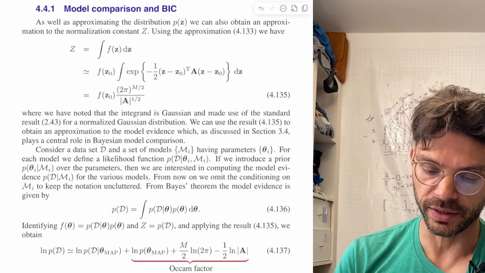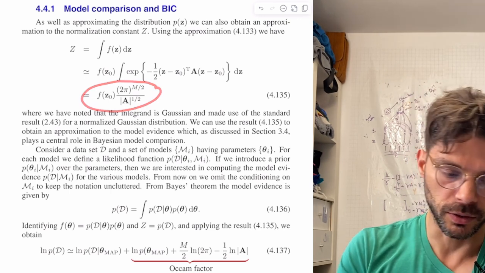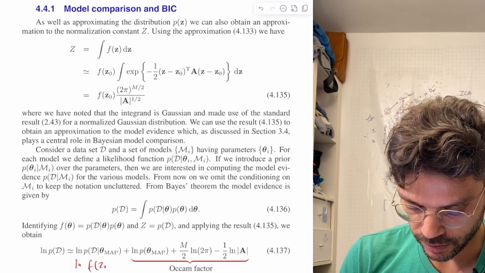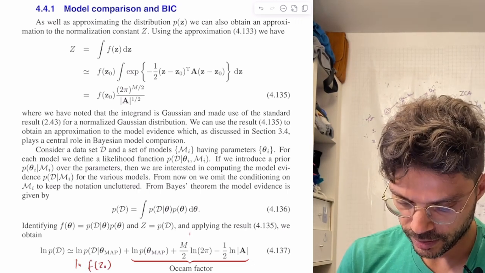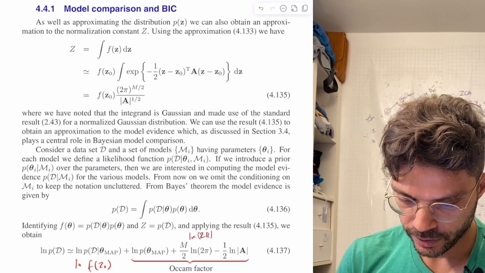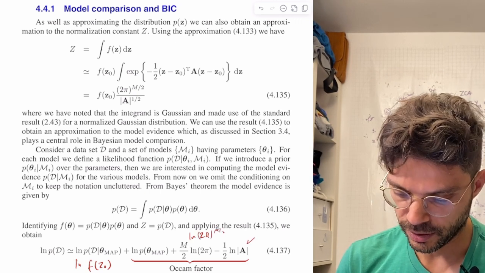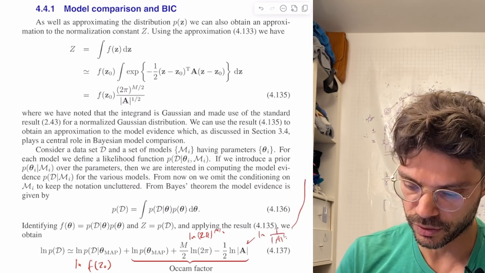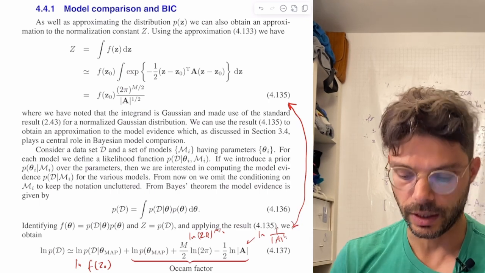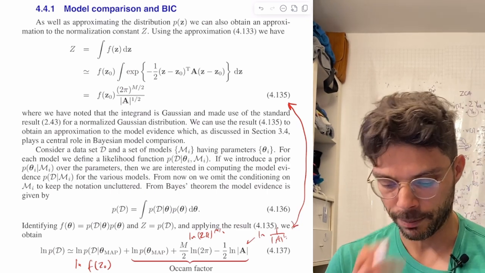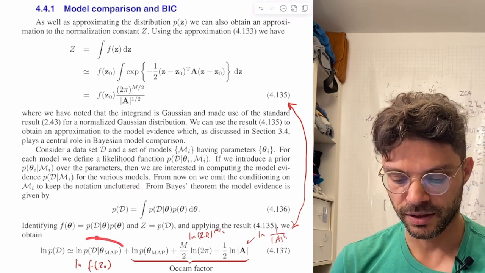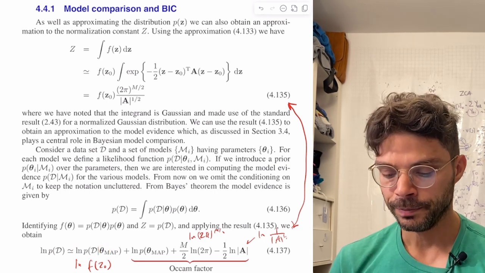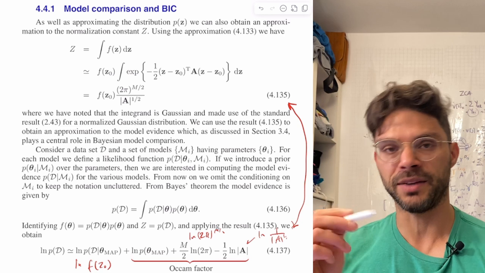If we take the logarithm of what shows up here, this would be the ln of f of theta MAP. This is like the ln of 2 pi to the m over 2, and then this is the ln of 1 over A to the 1/2. We're just doing this one-to-one mapping. Notice that this is the log likelihood for those parameters at the peak that we found, and everything else here is a complexity term.